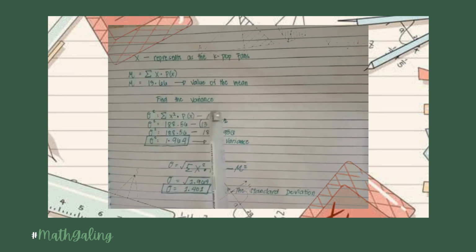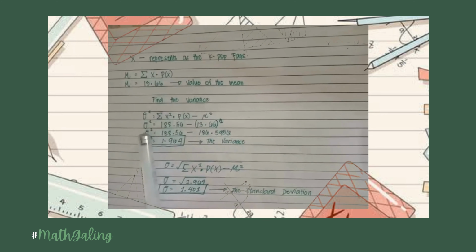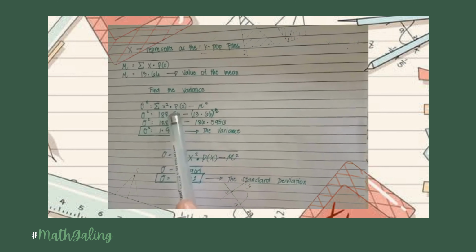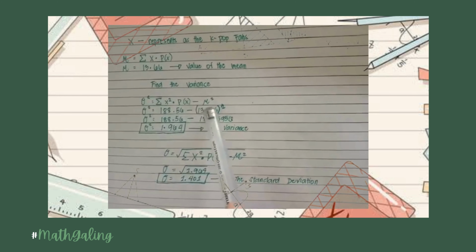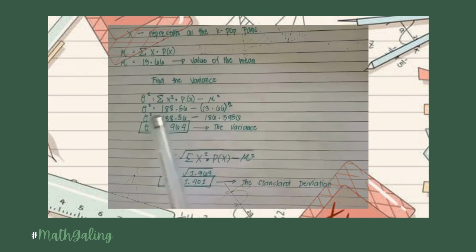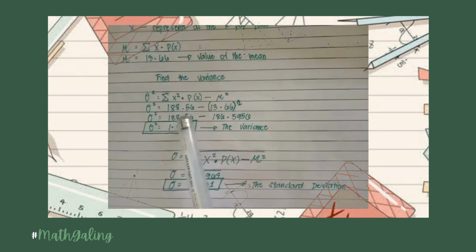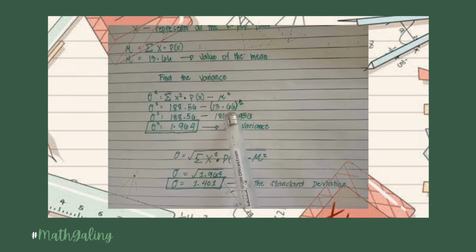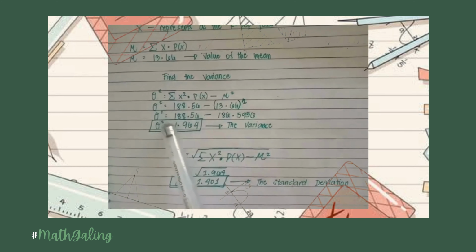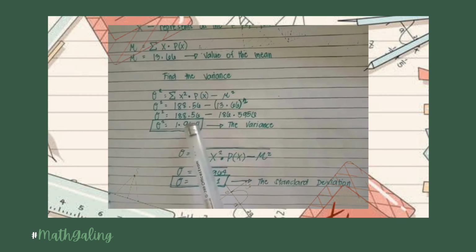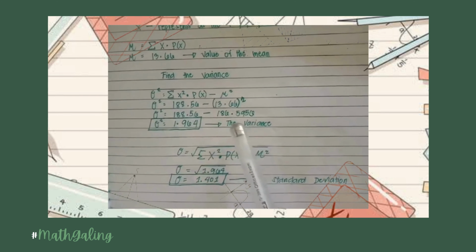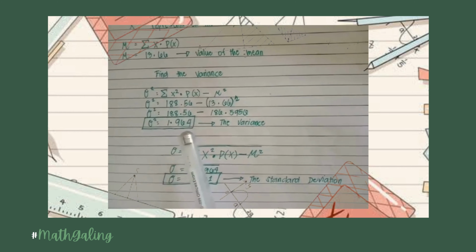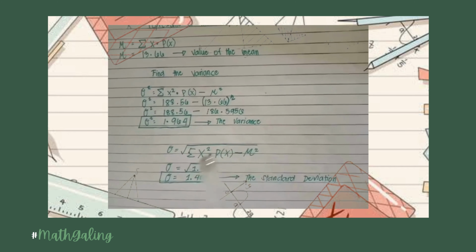Find the variance. The variance is the summation of X squared times P(X) minus the mean to the second power. So 188.56 minus 13.66 to the second power. 188.56 minus 186.5956 equals 1.964. This is the variance.